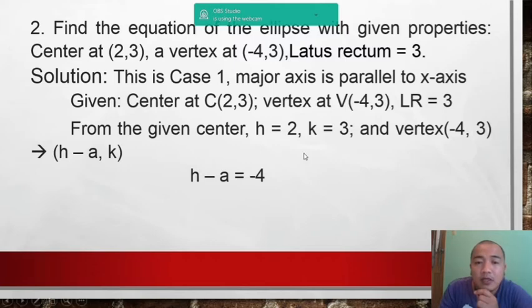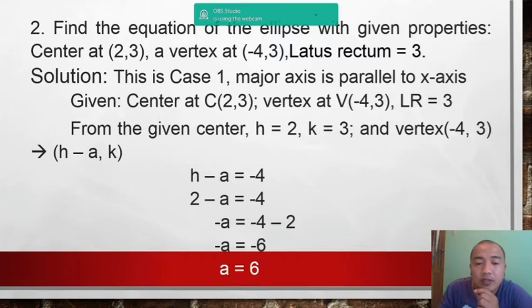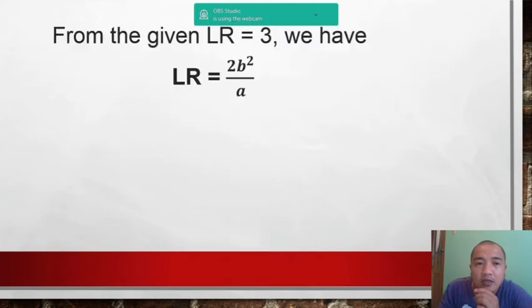So, from the given center, h is 2, k is 3. And then from the given vertex (-4, 3), the formula is h minus a. So we're going to equate h minus a to negative 4 to solve for a. Substitute h by 2: 2 minus a equals negative 4. Then subtract both sides by 2: negative 4 minus 2 is negative 6. Divide both sides by negative 1, and that's equivalent to 6. So, we solved for a, which is 6.